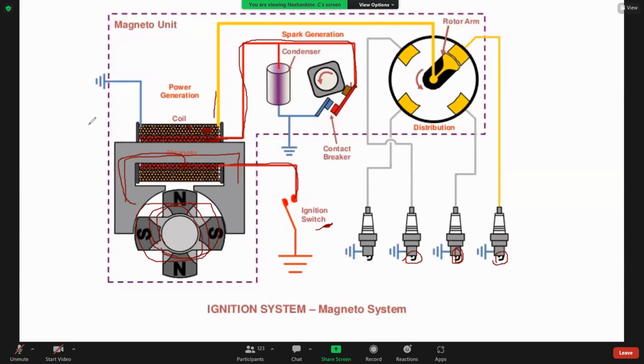Can you explain again, ma'am? Okay, I already told you. In the battery ignition system, we use a battery to produce current. Here, we use this rotating magnet. In advanced level, we already studied that a rotating magnet can produce current. That current passes this way. Understood?